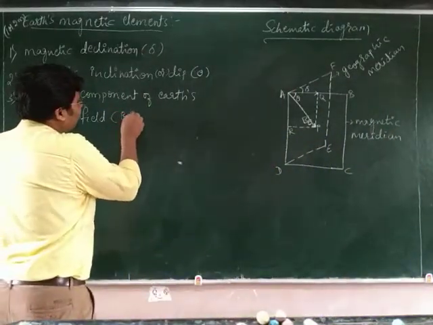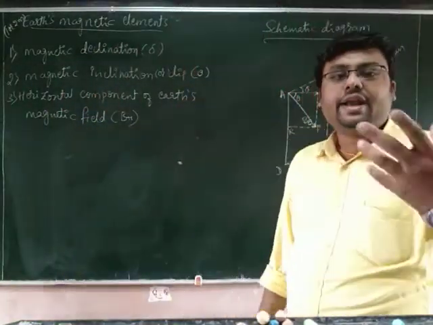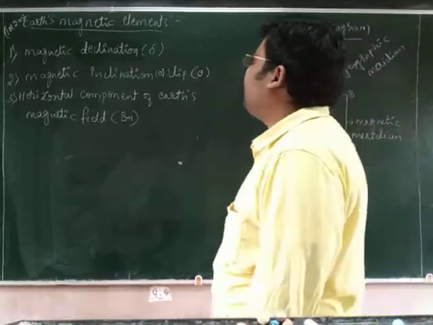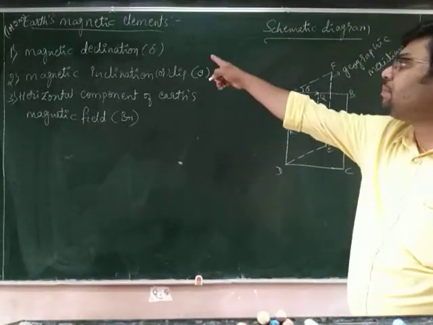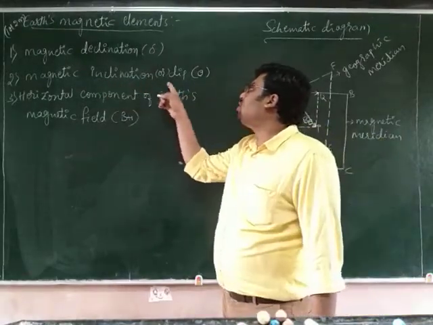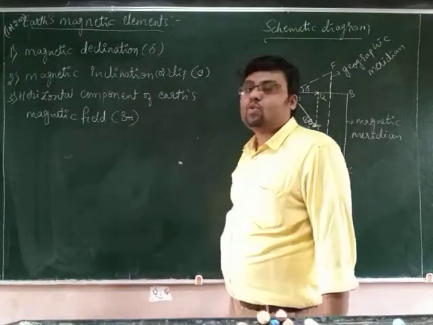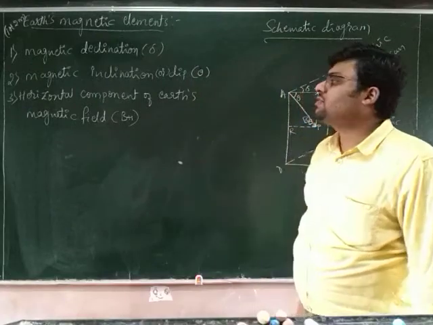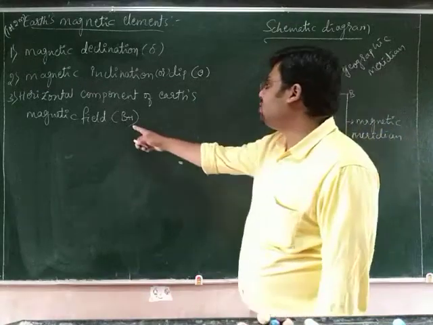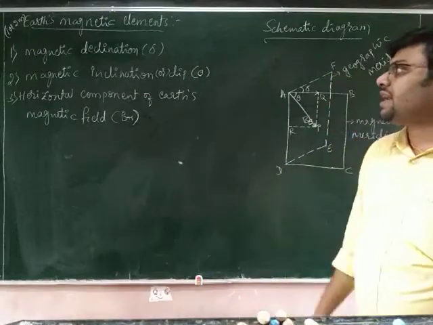These are the quantities which represent the magnitude and direction of the magnetic field at any point on the earth surface. Is it clear? The first one is magnetic declination, and that will be indicated by delta. The next one is magnetic inclination, also called magnetic dip, and we represent it with theta. The third one is the horizontal component of the earth's magnetic field, and that is represented with B subscript H.